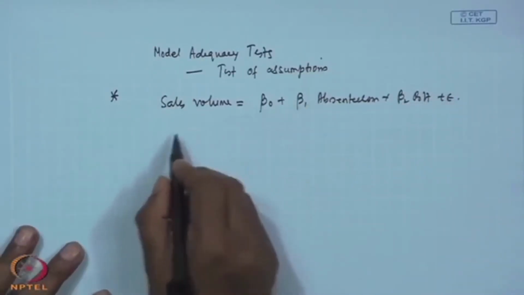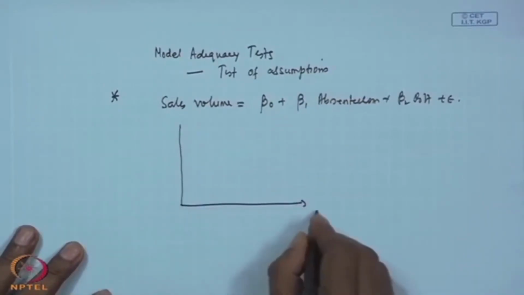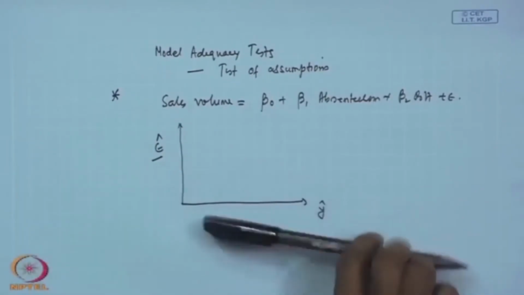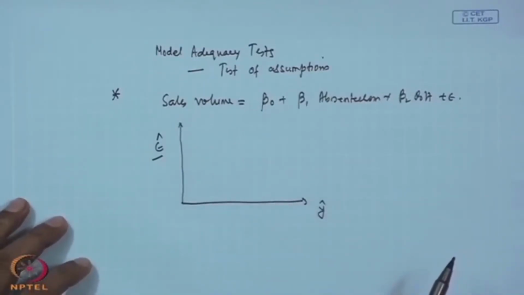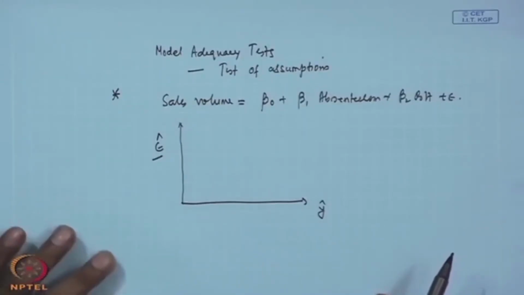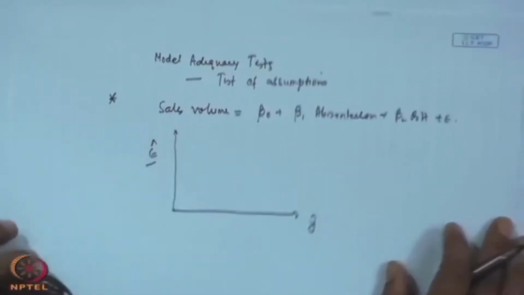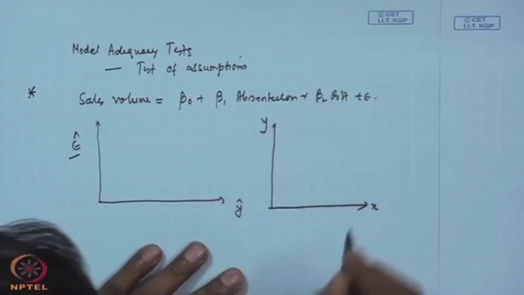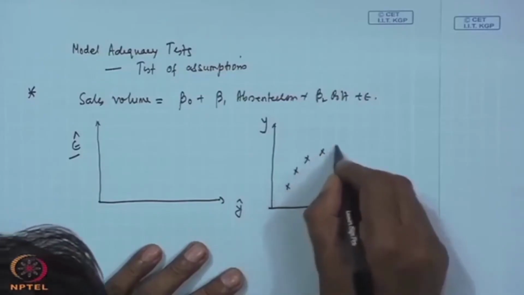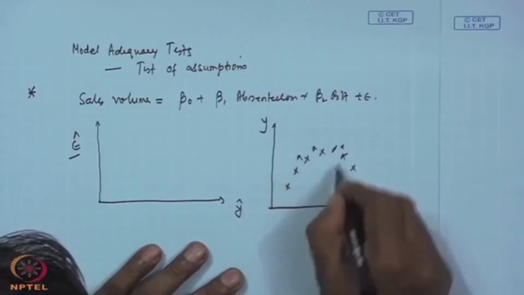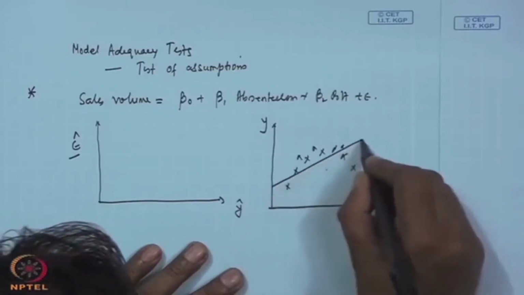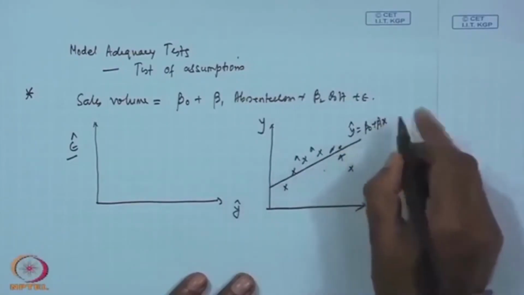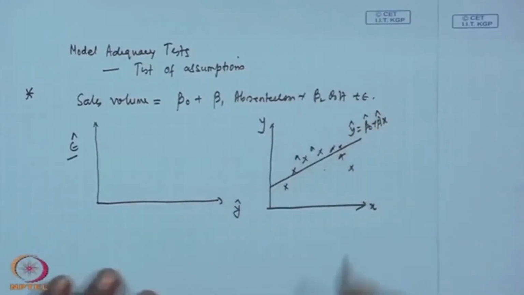So this diagram is related to the fitted value, that is y cap, vis-a-vis the residuals, and if there is any departure from linearity, then what will happen? The scenario will be like this. Suppose you took y versus x, then your data points are like this. Now if you fit a linear model, this is y cap equals beta 0 cap plus beta 1 cap x, this is the regression line.